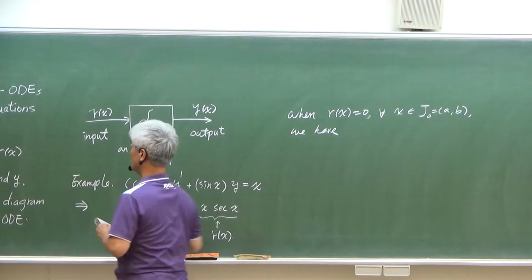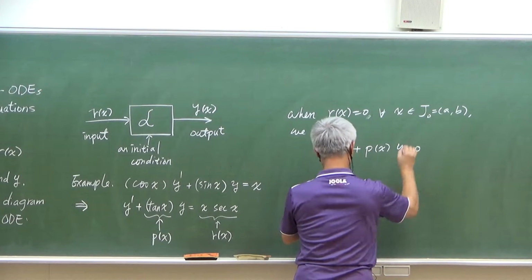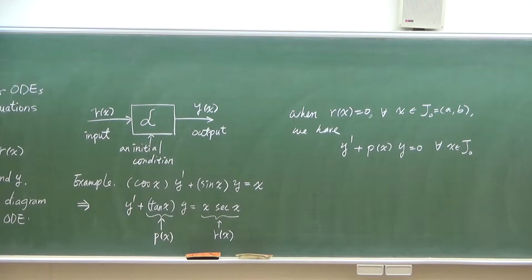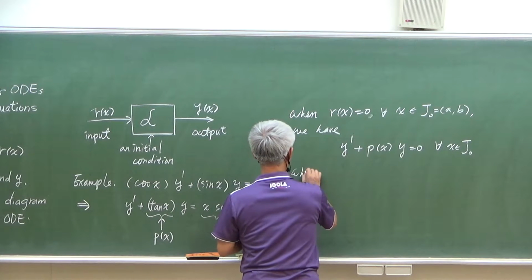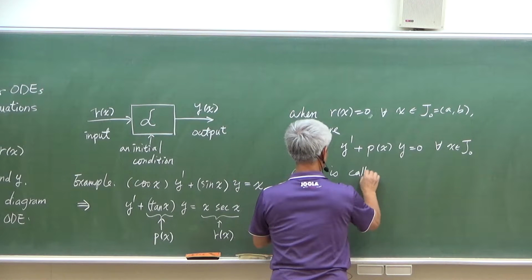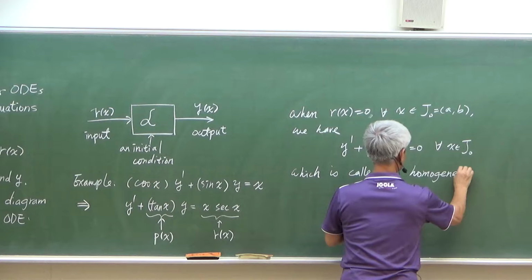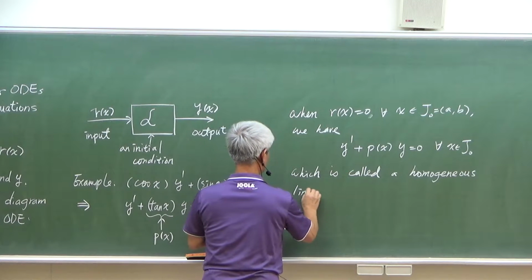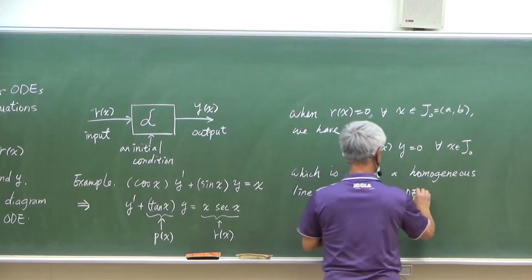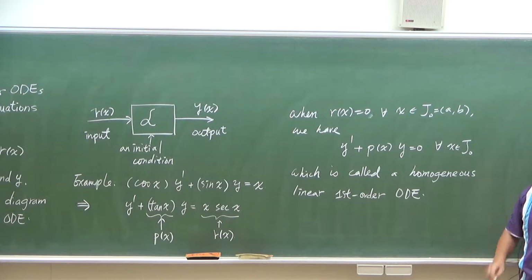this first order linear ODE becomes simpler, and we give such an ODE the name homogeneous linear first order. So whenever the input is 0, we call this linear ODE homogeneous.